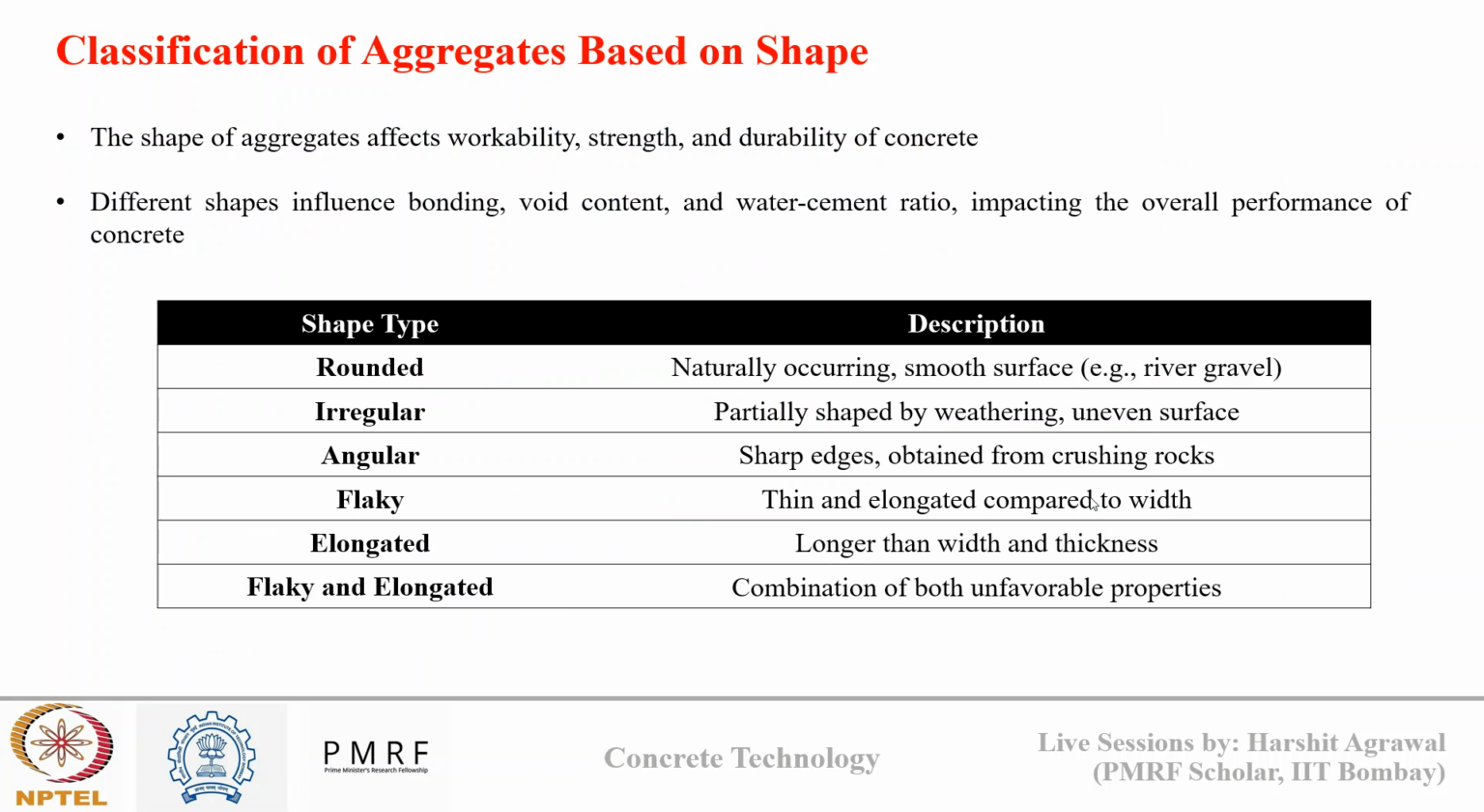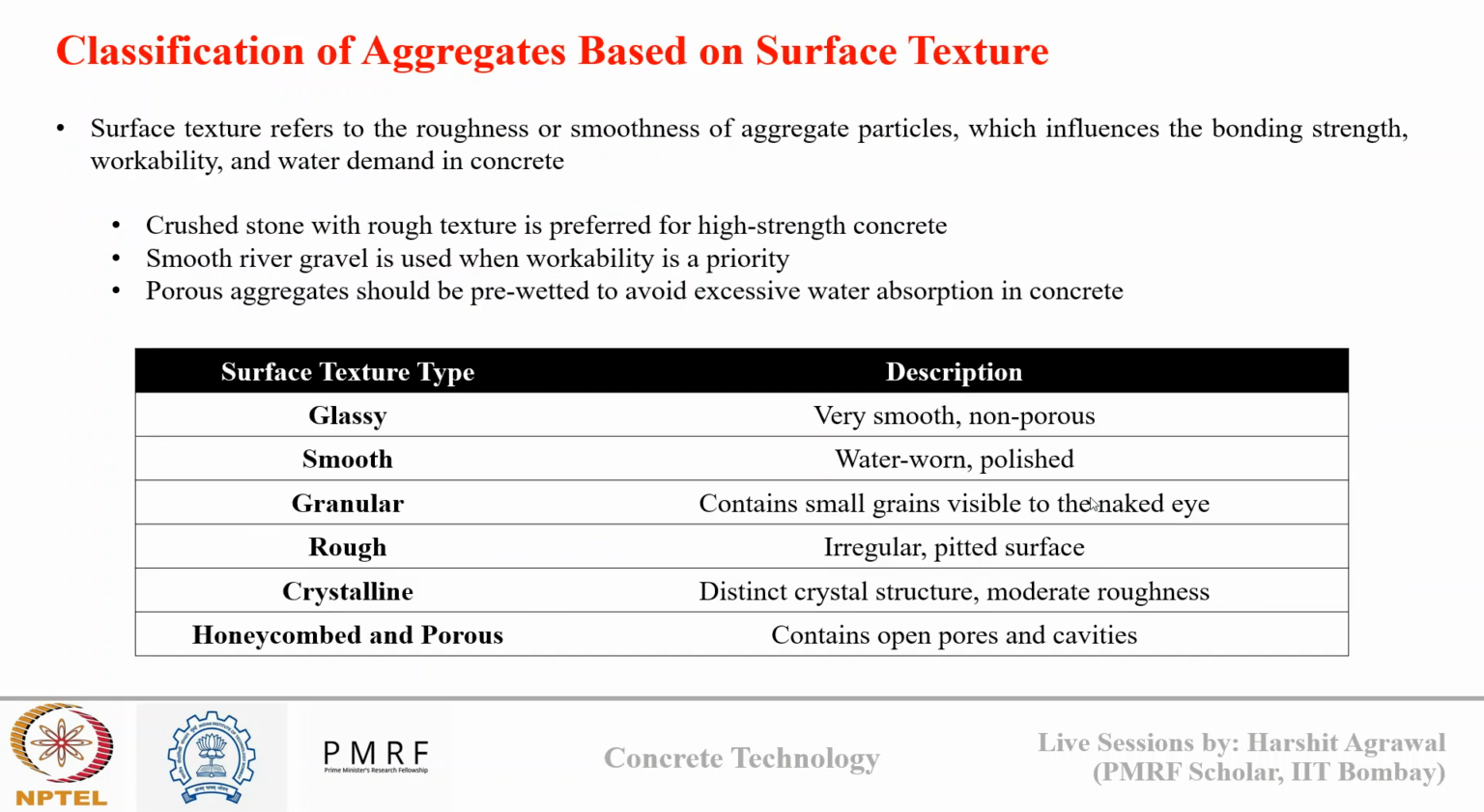Then we came to classification based on shape, where we saw six classes: rounded, irregular, angular, flaky, elongated, and flaky and elongated. We saw how the shape of the aggregate can affect the performance of concrete. And finally, we talked about the surface texture, where we had six classes: glassy, smooth, granular, rough, crystalline, and honeycombed and porous. So this was what we discussed in the last live session.